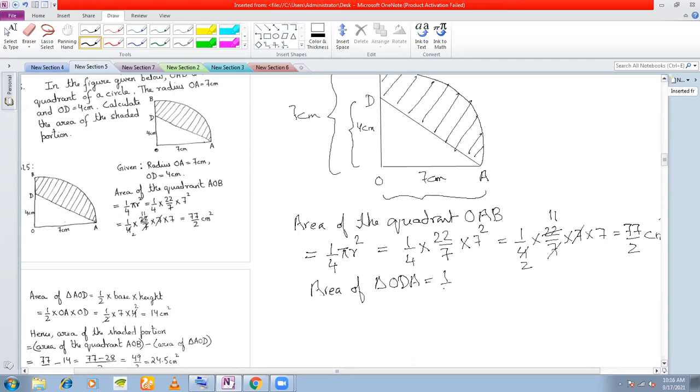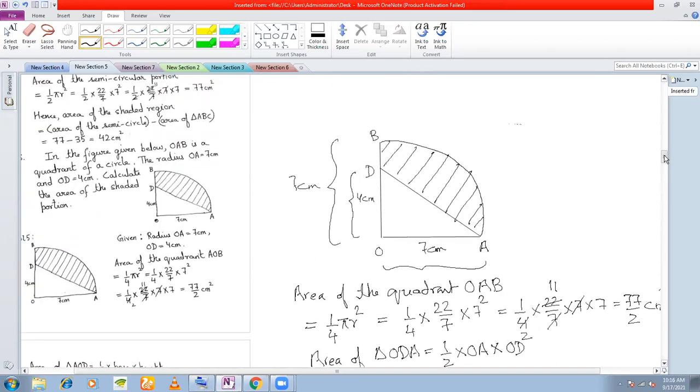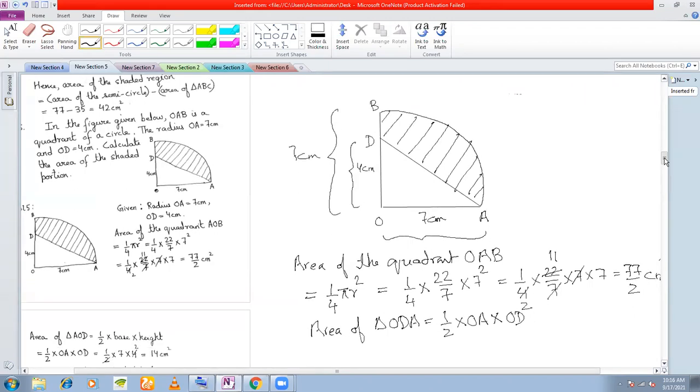Half base into height. What is the base here? OA is the base. And which one is the height? OD is the height. Do not confuse the height with OB. OB is not the height of the triangle. OD is the height of the triangle. Okay.